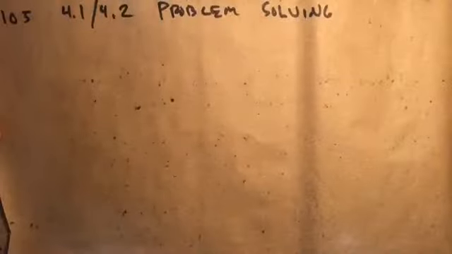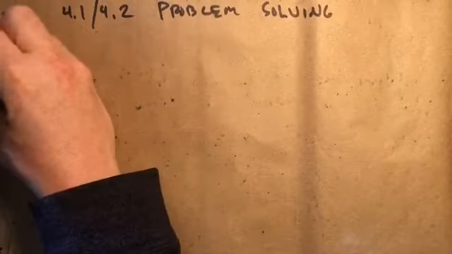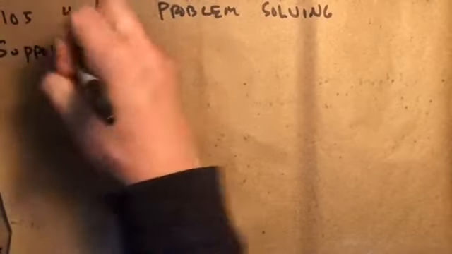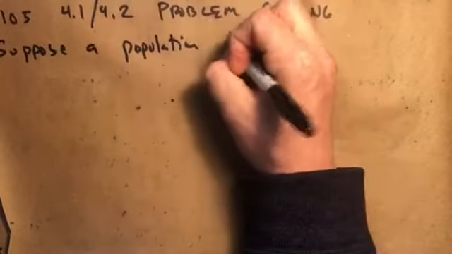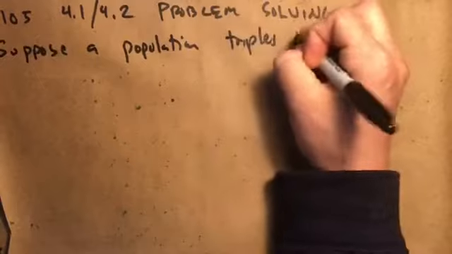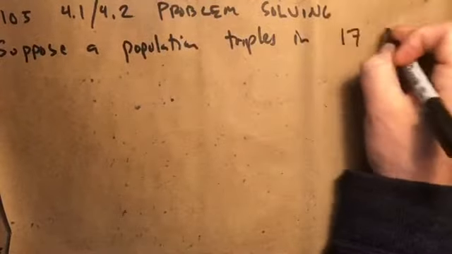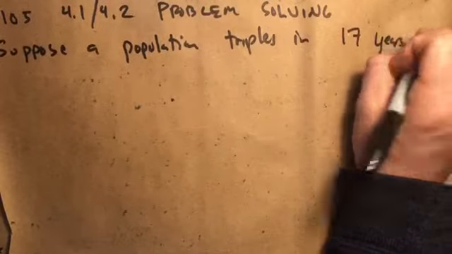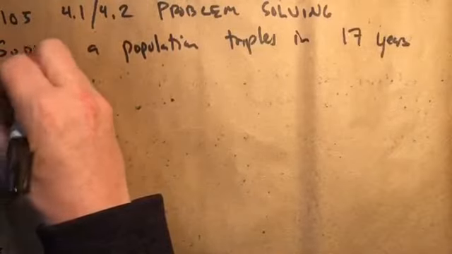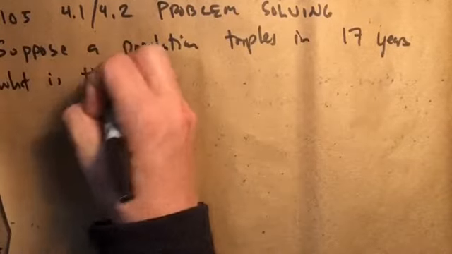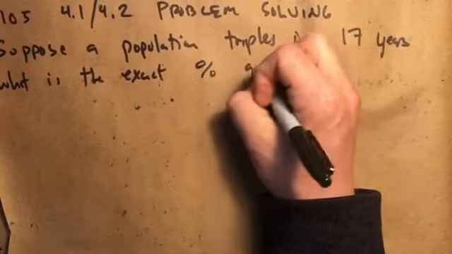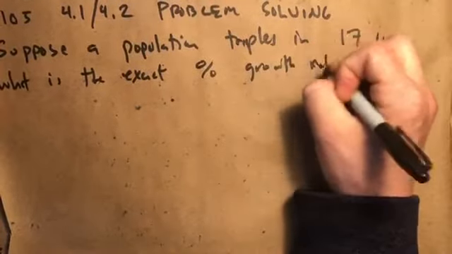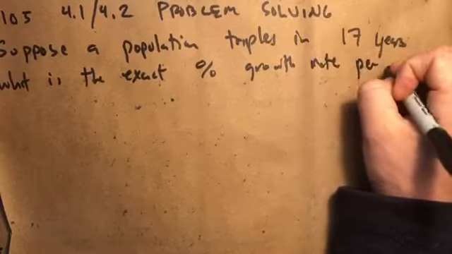So let's do one more problem, and suppose a population triples in 17 years. What is the exact percent growth rate per year?